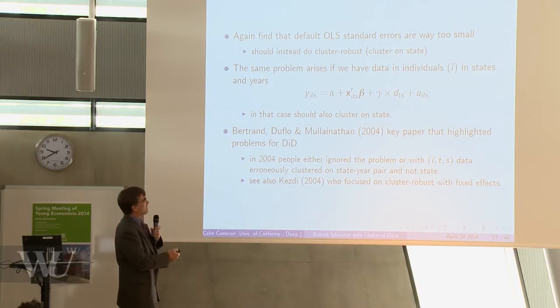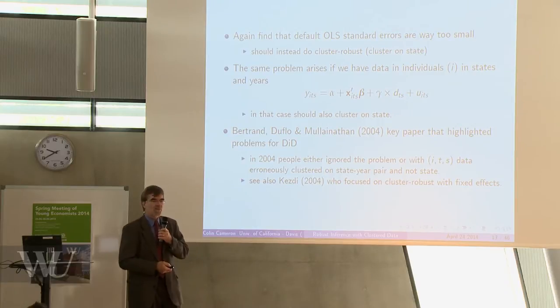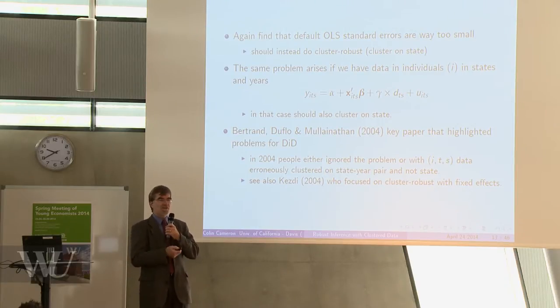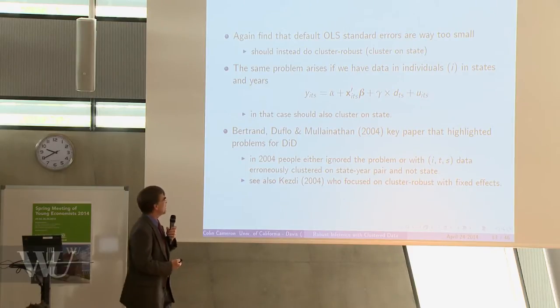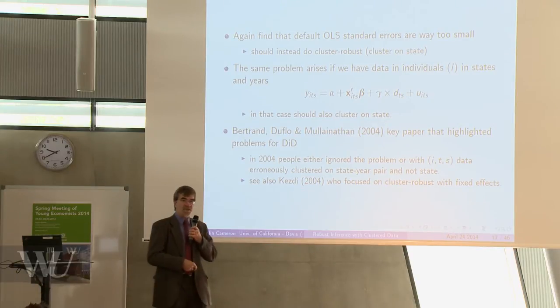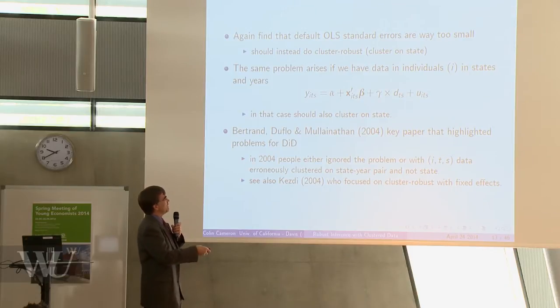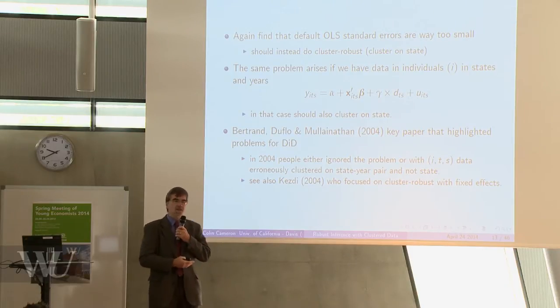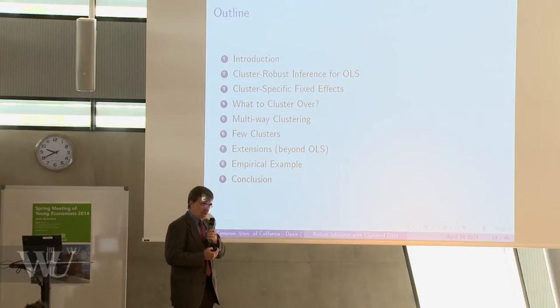And in this application, they would say, well, I should cluster, and they would cluster on state year pair, right? But by doing that, you're assuming that the error for California in 1990 is independent of the error for California in 1991, right? And it's going to be correlated. In this example, you should cluster on state, not on state year pair, okay? And then another paper that came out at a similar time by Kezdi was a little bit more focused on fixed effects and considered both number of groups going to infinity and number of time periods going to infinity, but he looked at some of these issues as well. Okay, so that's kind of the motivation.